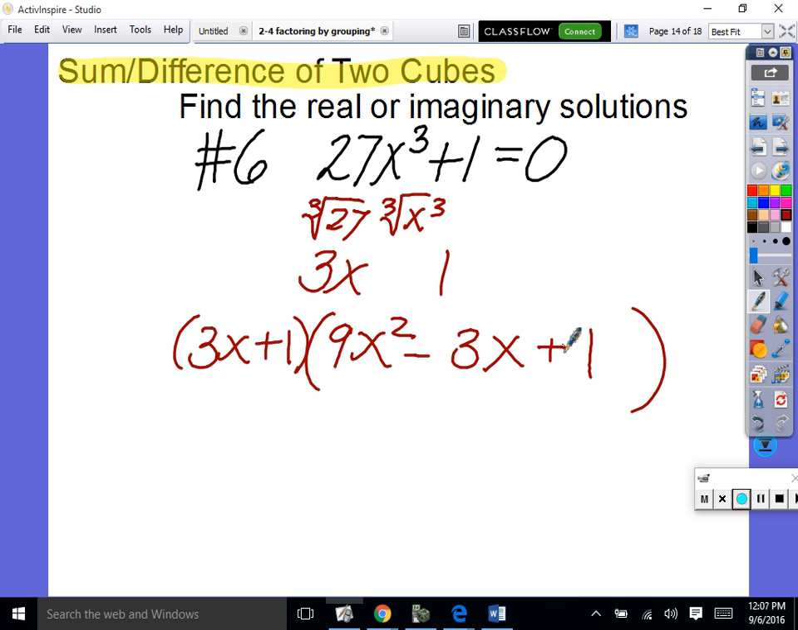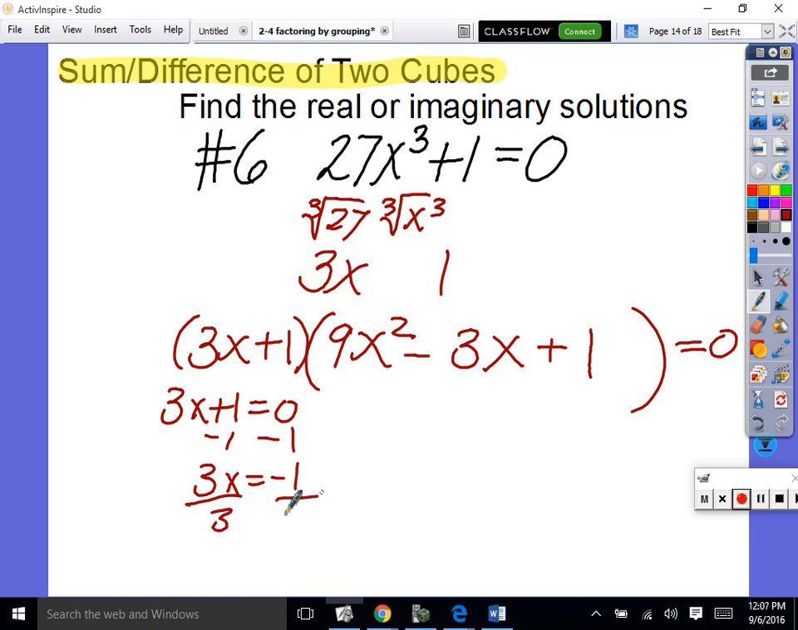Set each of those equal to 0 and solve. So we have 3x plus 1 equals 0. Do the math, guys. Minus 1, minus 1. 3x is equal to negative 1. Divide by 3. So x is equal to negative 1/3. There's one of our solutions.